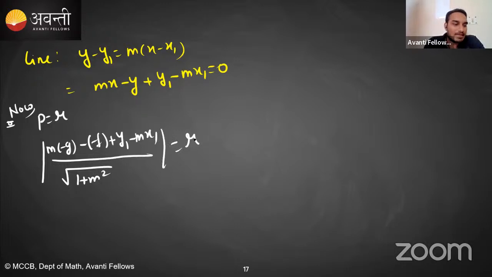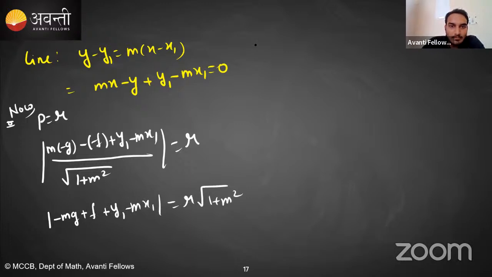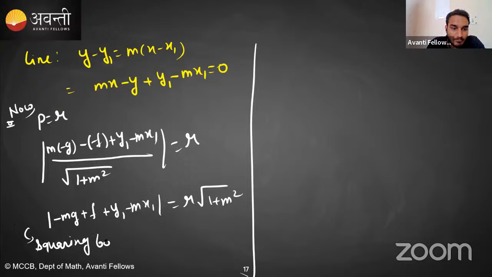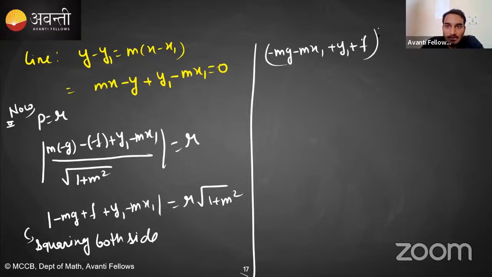Okay, as you can see, students, very clearly that you are seeing a quadratic in m, right? So it is nothing but mod of minus mg plus f plus y1 minus mx1 is equal to r times under root of 1 plus m square. Now squaring both sides. So you will see that (minus mg minus mx1 plus y1 plus f) whole square is equal to r square times (1 plus m square).